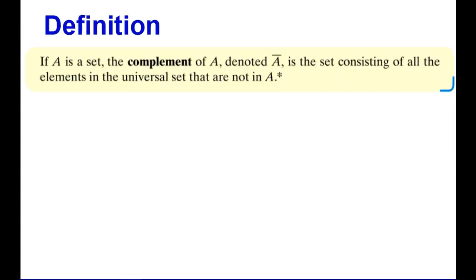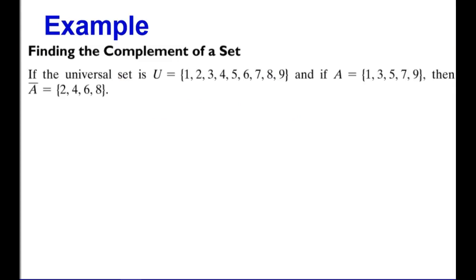So our next definition. If A is a set, the complement of A is everything that's not in A. So complement means it's not included in A. There are several different ways that you can write that. We can write it as either A with a line over it, or A apostrophe, which is written in some books. So that just means the complement of A.